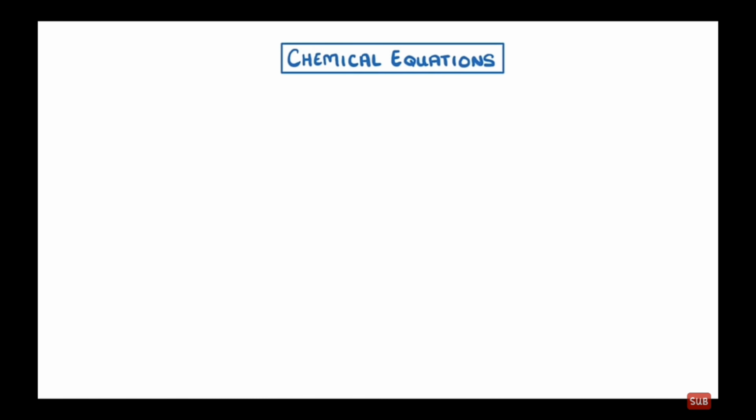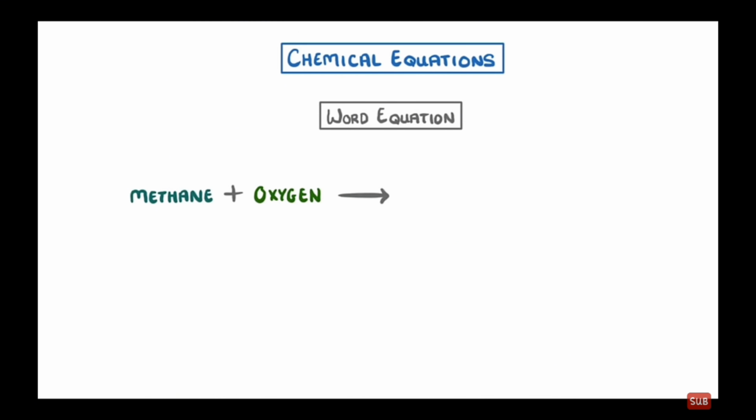To be able to show what's happening in a chemical reaction, you need to understand chemical equations. One way to show a reaction is with a word equation. Imagine we're told that methane burns in oxygen, turning into carbon dioxide and water.